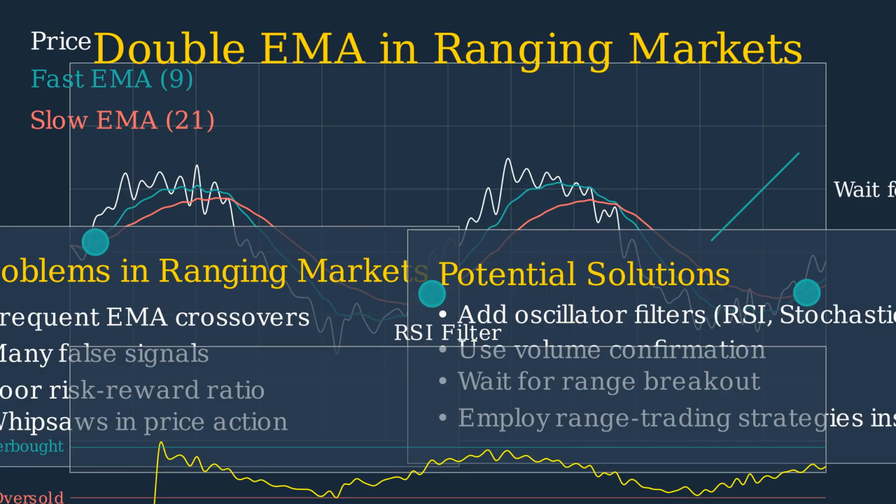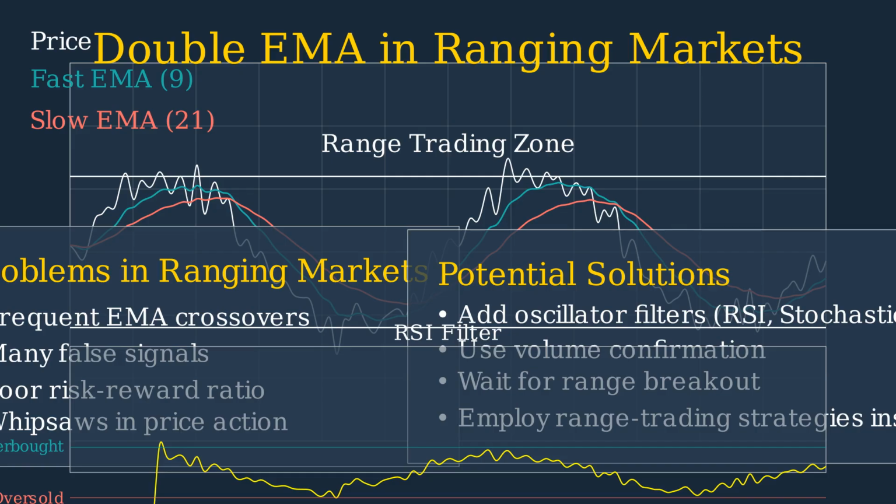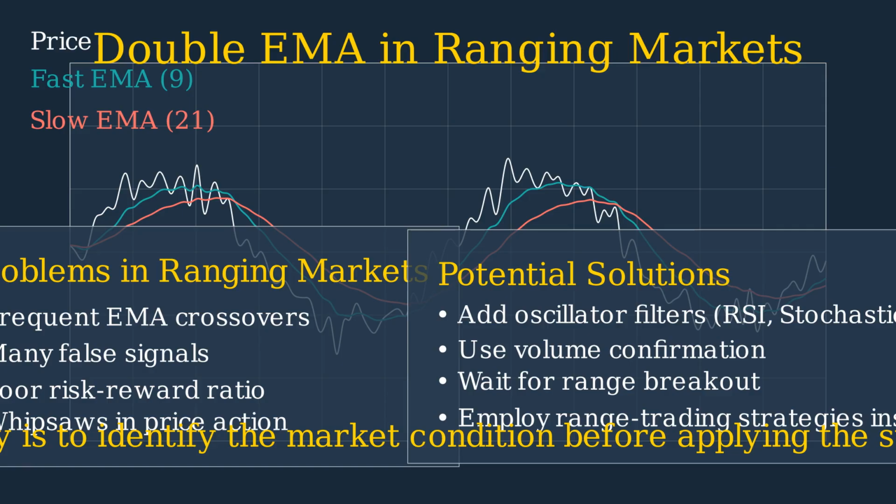Another approach is to simply wait for the market to break out of its ranging pattern before applying the double EMA strategy. This means looking for price to break above resistance or below support with increased volume. Some traders choose to use entirely different strategies during ranging markets, such as range trading techniques that capitalize on the predictable boundaries. In summary, while the double EMA strategy works well in trending markets, it requires additional filters or alternative approaches in ranging conditions.